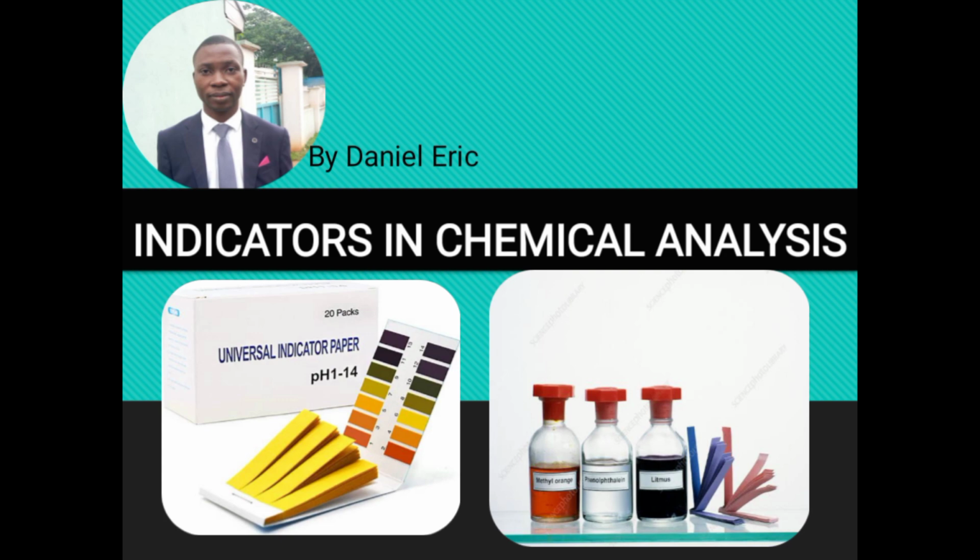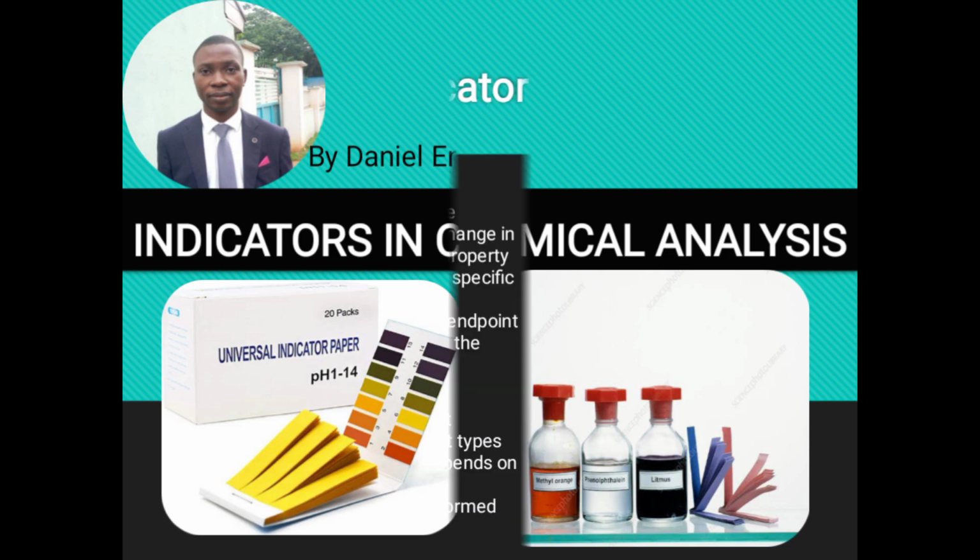And it is very important for analysts to know when the endpoint of a chemical reaction has been attained, or when complete neutralization has been achieved in the case of acid-base titrations. So indicators play a vital role in chemical analysis. In this video, we'll be looking at various classes of indicators, their applications, the various sources of these indicators, and the factors that could influence the choice of indicators for chemical analysis.